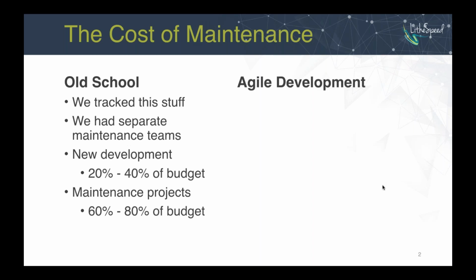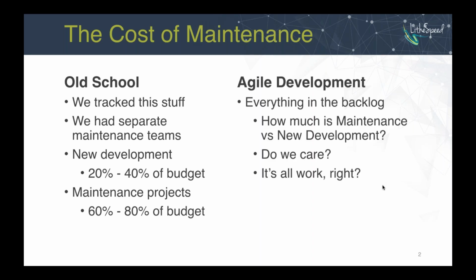In the new agile development process, we've got this place where everything is just in the backlog. So we've mixed all the stuff together. We've mixed the new development and maintenance in that backlog, and we're just tracking that all, and it's all just work. So in many ways, we kind of don't care about whether it is new development or maintenance. And it really shouldn't make a difference as far as prioritization. It's all stuff that our customer needs.